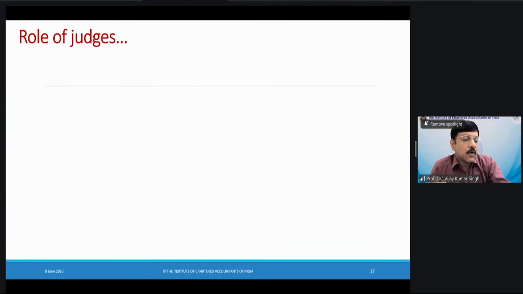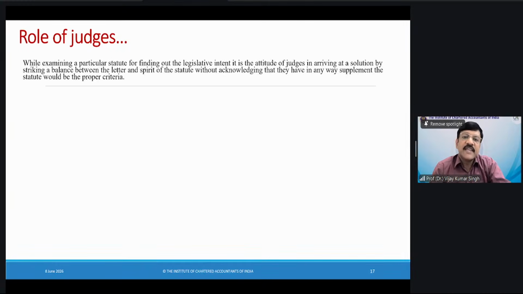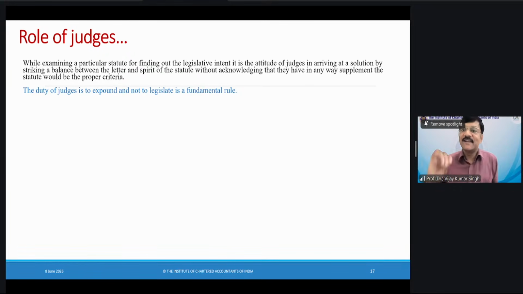And here the role of judges is very, very important. Judges have to actually examine, and there is a lot of reliance on the judges, and the judges have to go into the detail of it and try to strike a balance between the letter and spirit of the statute. And this judges do. So the duty of a judge is to expound and not to legislate, is the fundamental rule. The judges are not supposed to legislate themselves. What is their job? Their job is to interpret. They cannot lay down a law.